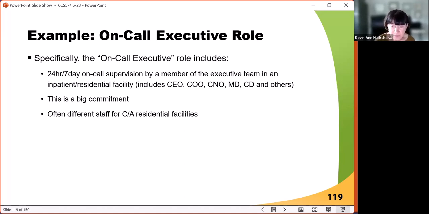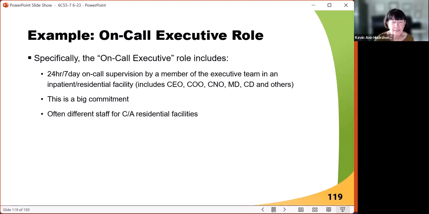So sometimes facilities share that role among their executive team. And these are often different kinds of staff for children and adolescent facilities, DJJ facilities, IDD facilities. But that's what we're talking about. Somebody on the executive team who has a real interest in this work is on call.